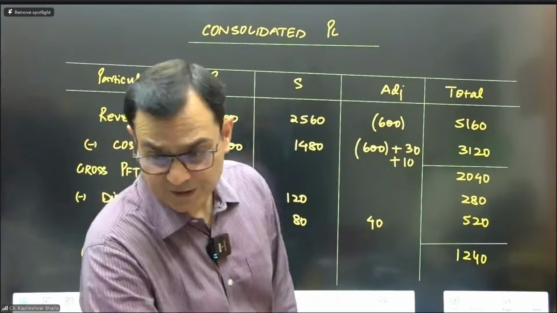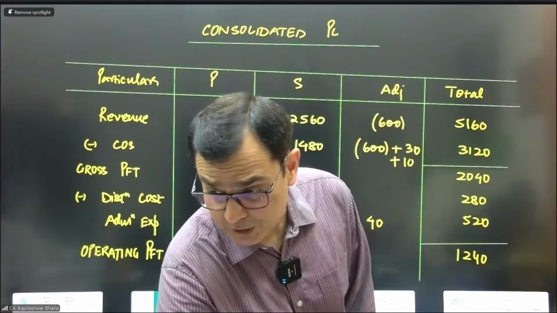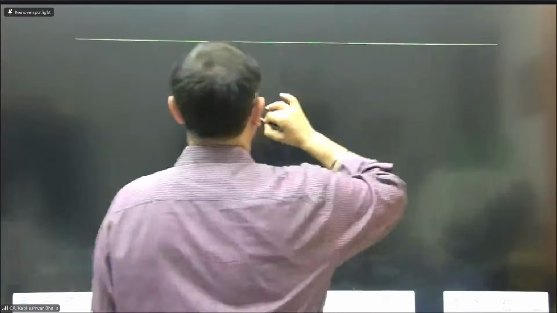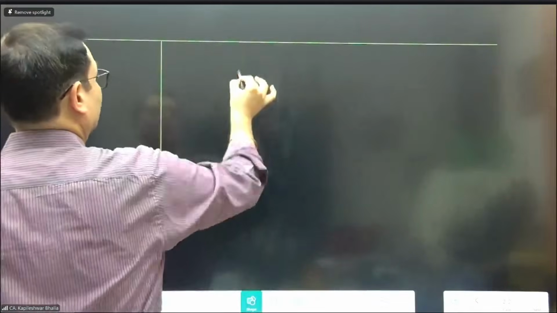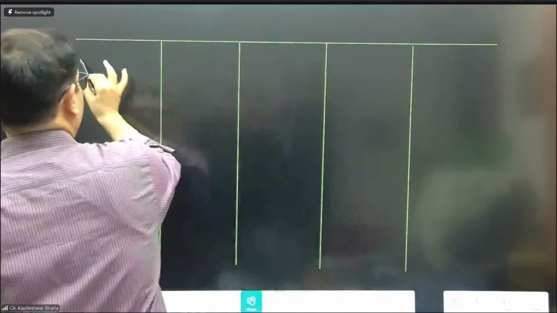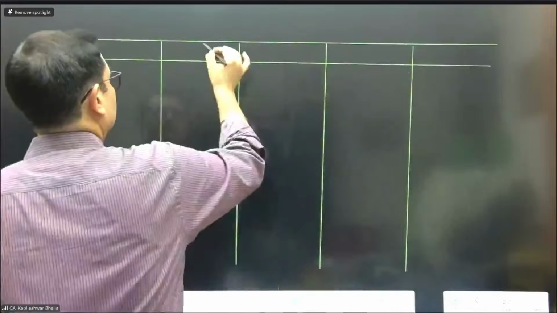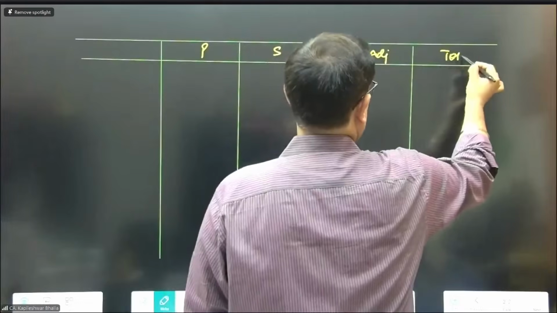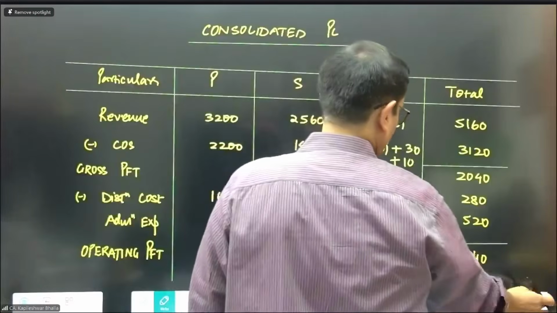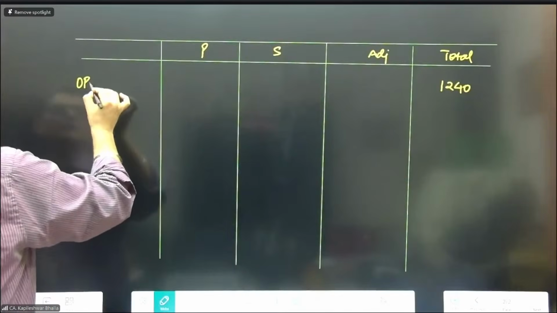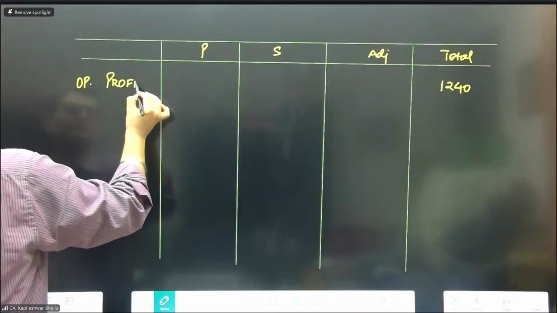We continue with the information. The next item which is given is the investment income. So let's first continue with the formatting. So columns for the particulars: one for the parent, subsidiary, adjustments, and the total. So parent, subsidiary, adjustments, and the total. So let me just take the operating profit 1240 as a base. So that becomes the operating profit of the company.